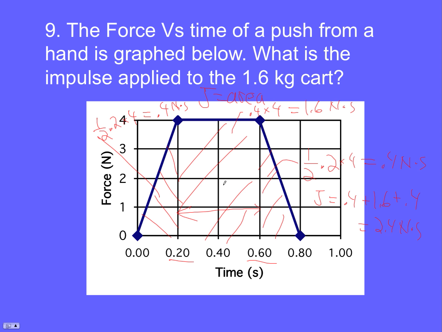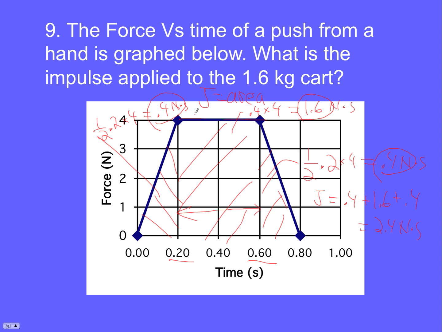You could use the average force idea. The average force here would be 2. It starts at 0, ends up at 4. 2 times 0.2 is also 0.4. The average here is just 4. So 4 times 0.4 is 1.6. The average force here would be 2 again, times 0.2, you get 0.4. So either way is fine.